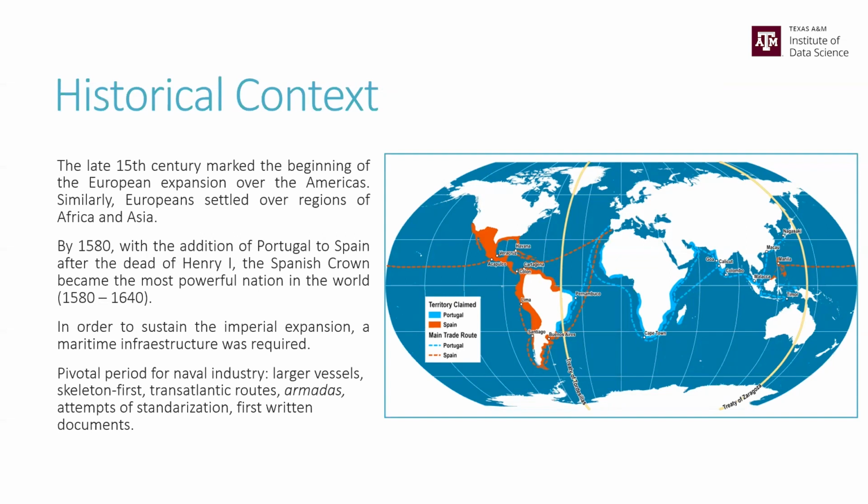As expected, in order to sustain such intercontinental power, a maritime infrastructure was required, meaning harbors, routes, shipwrights, official agencies, but above all, as you can expect, ships. It is for this reason that the naval industry saw a peak that can be witnessed in the development of larger hulls, the first nationally funded armadas, standardization attempts by the Crown, the application of arithmetics, and the early beginnings of written documentation regarding shipbuilding.